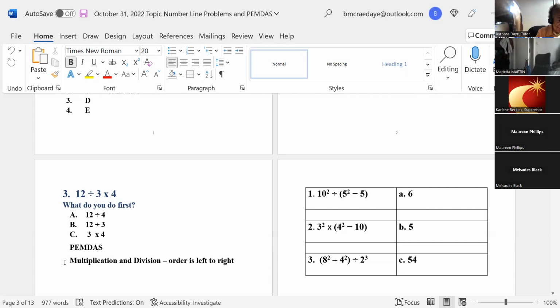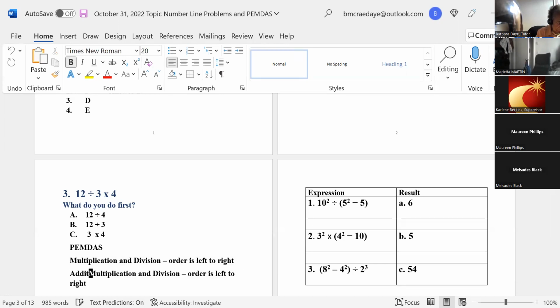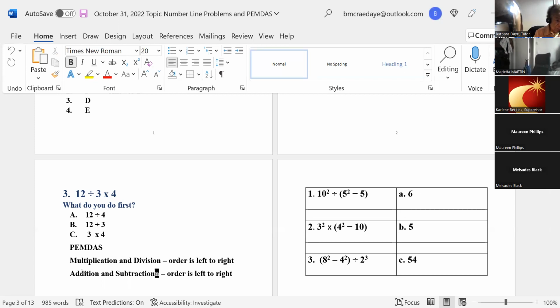Got it? Understood. And this is the same if you had addition and subtraction. Addition and subtraction, same rule. Remember that when you're doing order of operations, even though the multiplication may come first, if the division is going left to right and it's first, you do the division first. The same for addition and subtraction. You got it? Yes, miss.